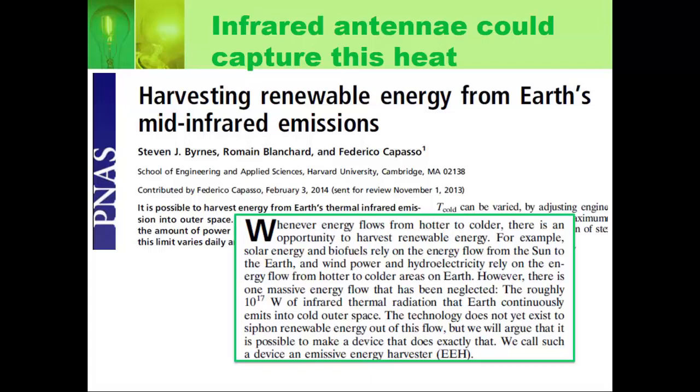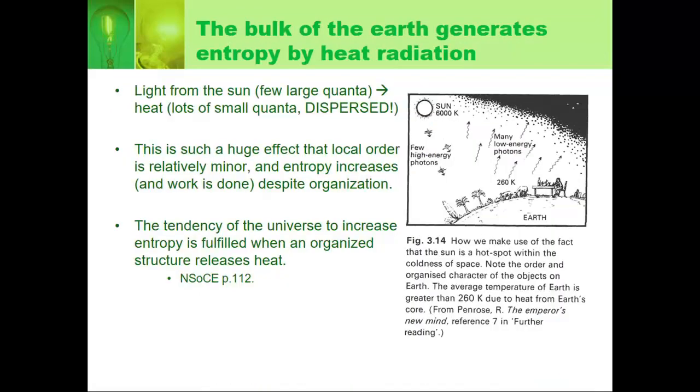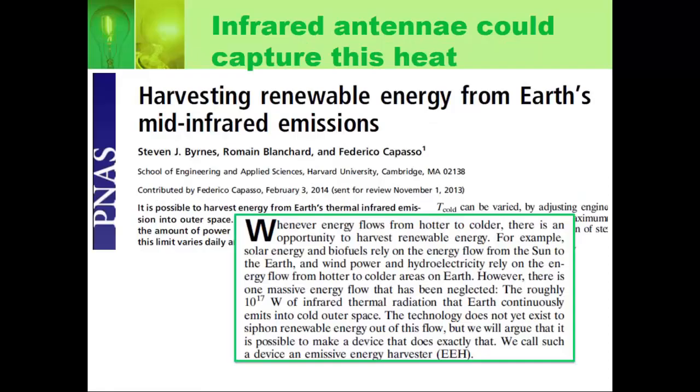So somebody has a really crazy idea to do this on a planetary level. They want to actually harvest renewable energy. So remember this right here? Many low energy photons coming out. What if we could catch something that would catch these and spread them out? Couldn't we get energy from that? Well, somebody got the idea to do exactly that.